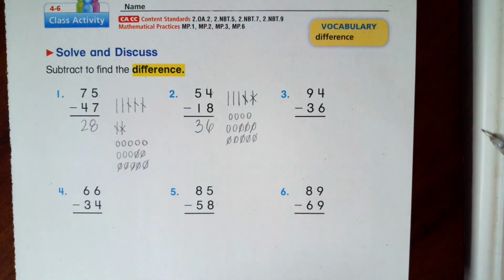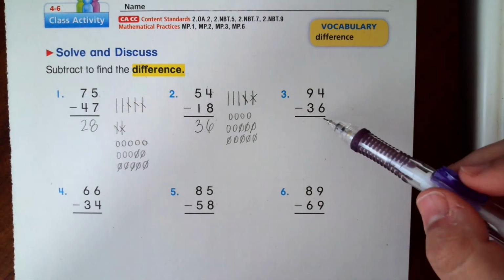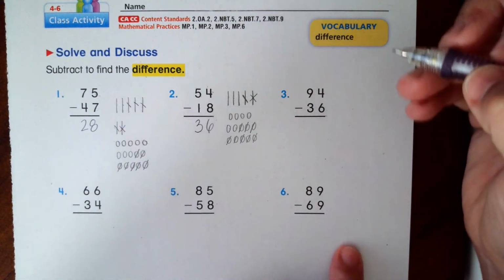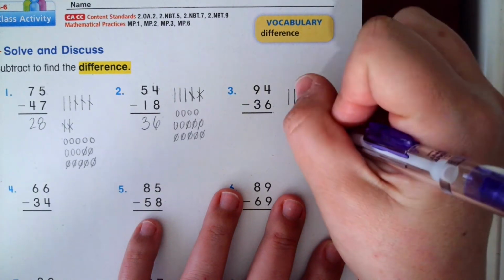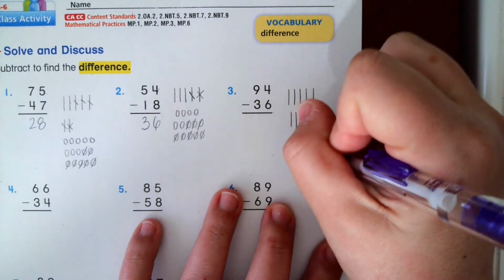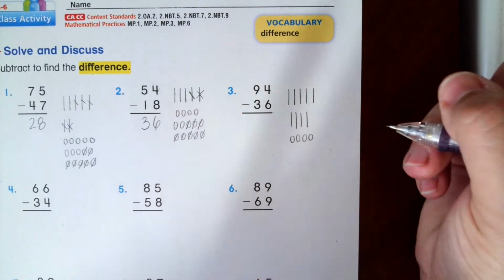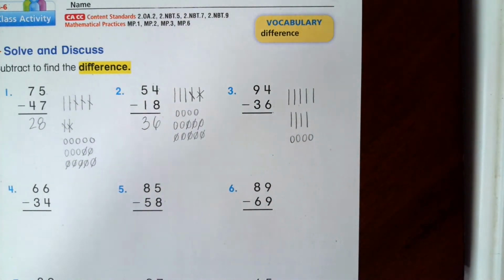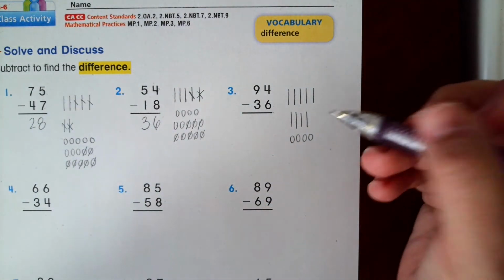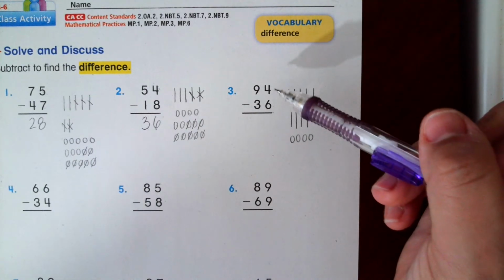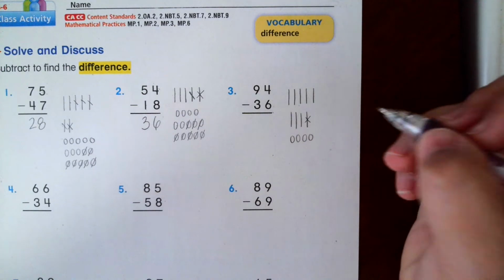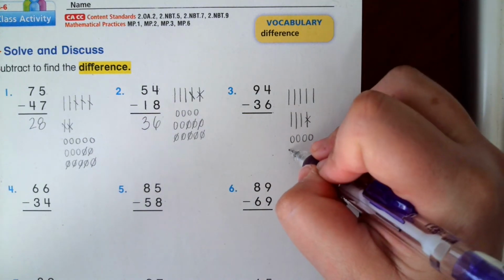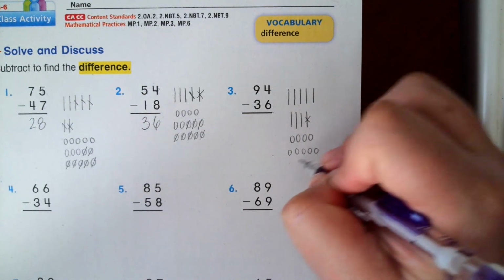All right, I would like you to pause the video and solve number 3 using the drawing method. So don't forget to draw 94 first, and then you can go ahead and start. Please pause the video. All right, first question I asked, can I do 4 take away 6? The answer is no. So I'm going to exchange one of my 10s for 10 ones.